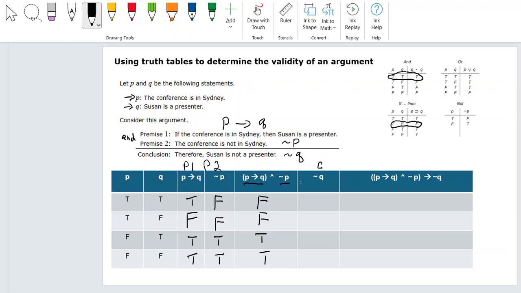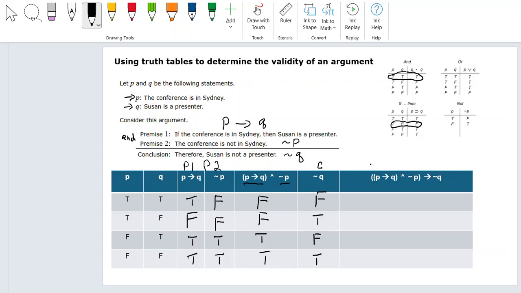Now I'm ready to put the pieces together. I need the conclusion. The conclusion is therefore not Q. So I look over here and negate Q. I'm sorry. Let me erase this. Yeah, that's right. That's what I wanted to do. This one is not Q. This one is true. Not true is false. Not false is true. Okay.